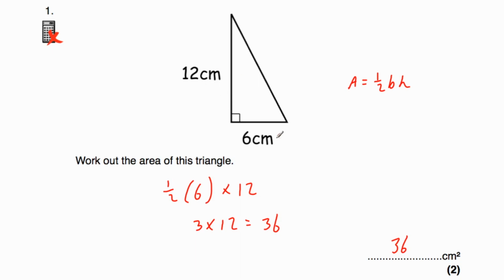Now we could have done this question in a different way. We could have done 6 times 12, which is 72, and then half it to get 36. Alternatively, we could even half the height, so half of 12 is 6, and then do 6 times 6, which is 36, but they'll all give you the same area.